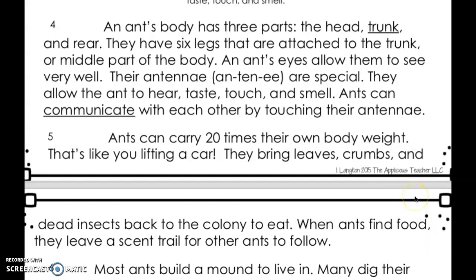Paragraph 5. Ants can carry 20 times their own body weight. That's like lifting a car. They bring leaves, crumbs, and dead insects back to the colony to eat. When ants find food, they leave a scent trail for other ants to follow.